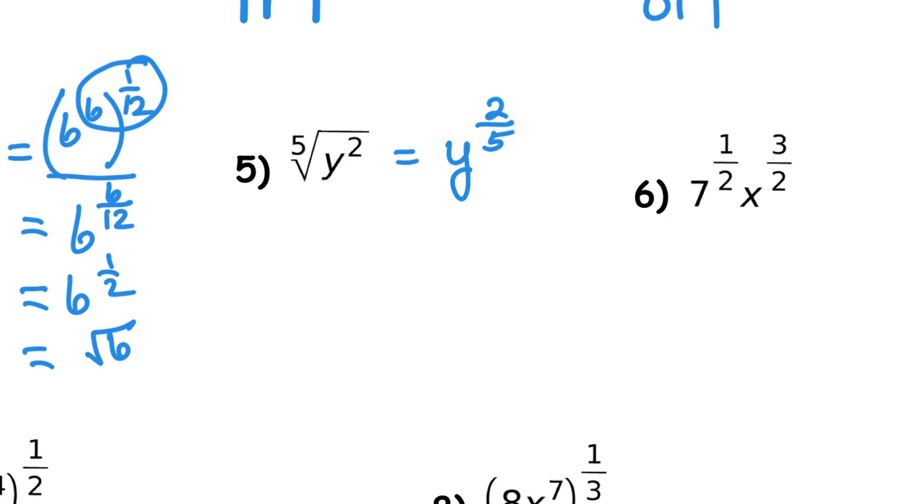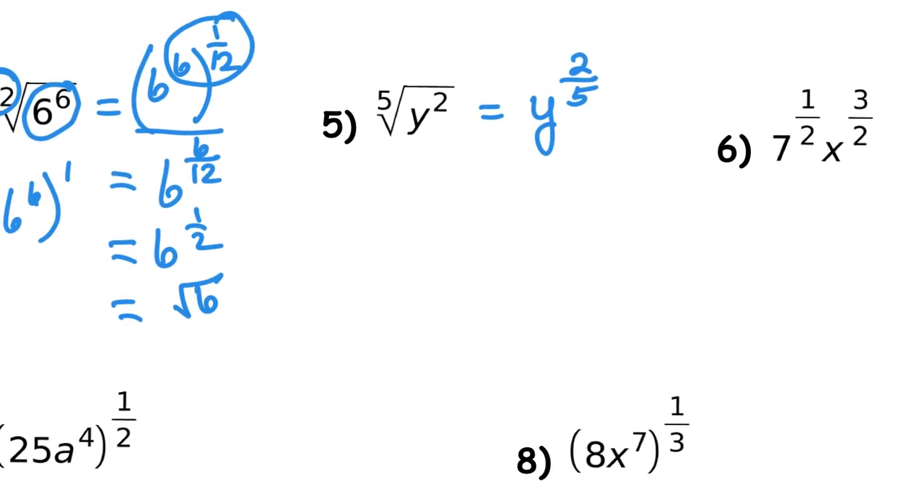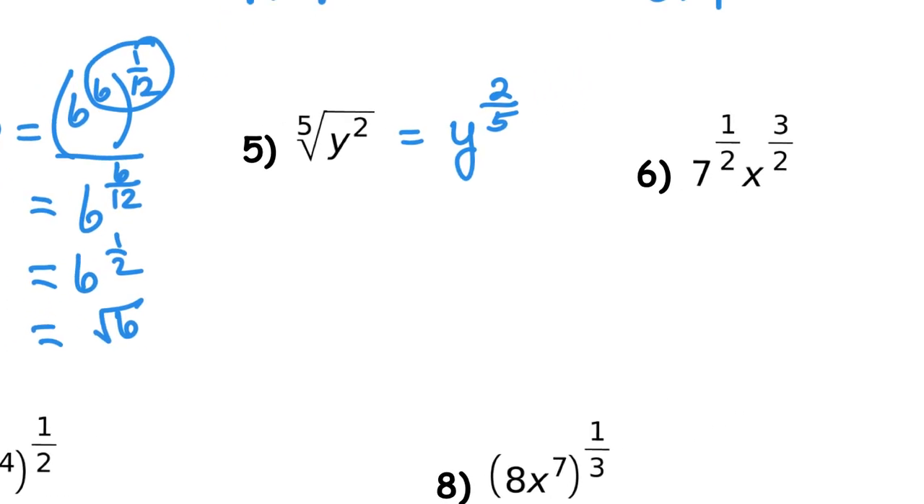Will 5 go into 2? No. Wait. Can't. No. Hmm. Oh, wait. So that's just me rewriting it as a fractional exponent. There's no simplifying it. I can't do anything else with it. Okay, the previous one I was able to simplify some. This one I just rewrote it, can't simplify it.